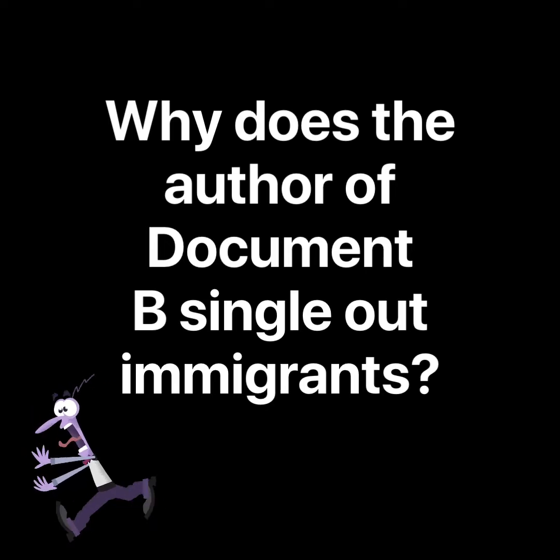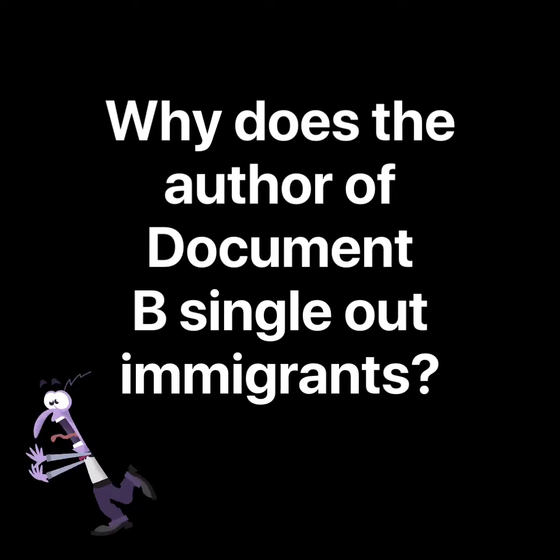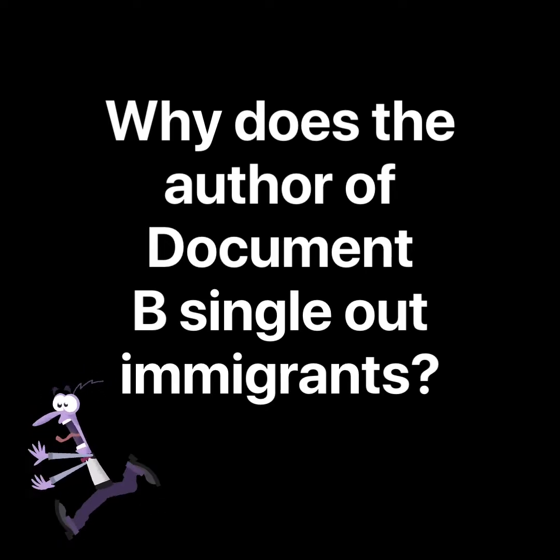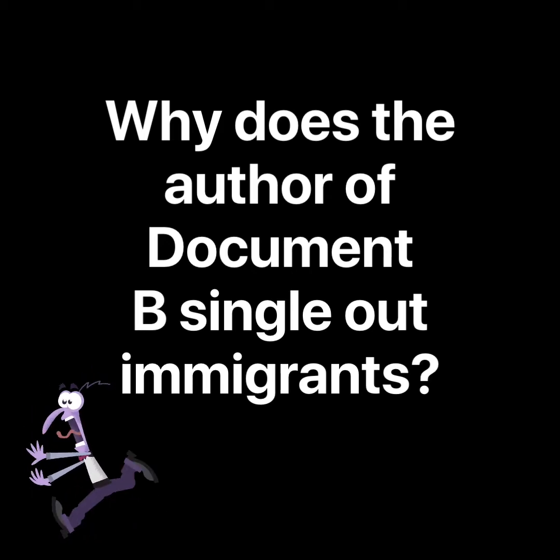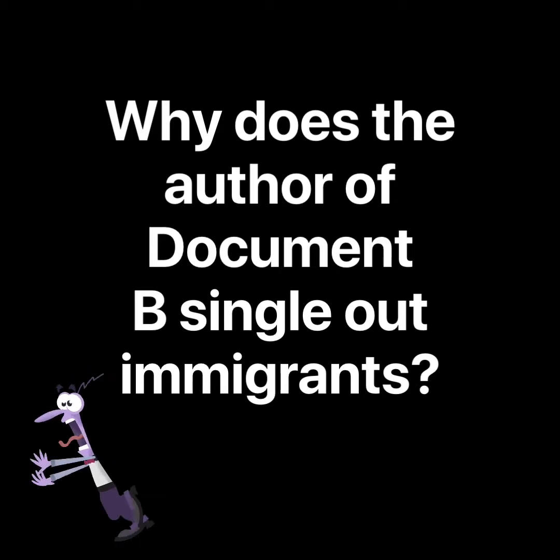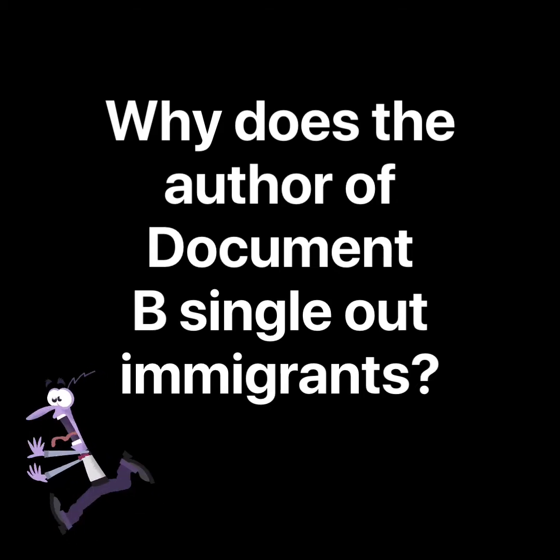For this last question, we were assigned to go back to a Go Formative assignment that we did this week in the past and answer this question. Why does the author of Document B single out immigrants? Document B on Go Formative singles out immigrants.